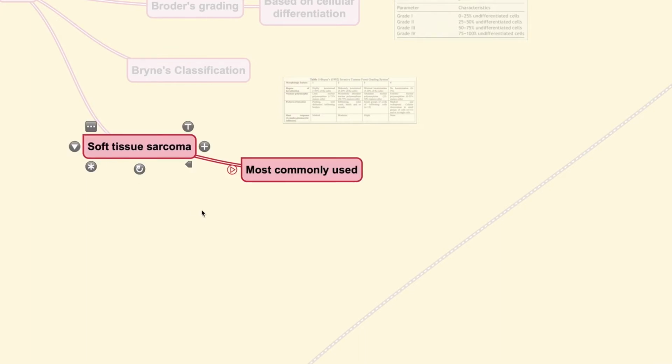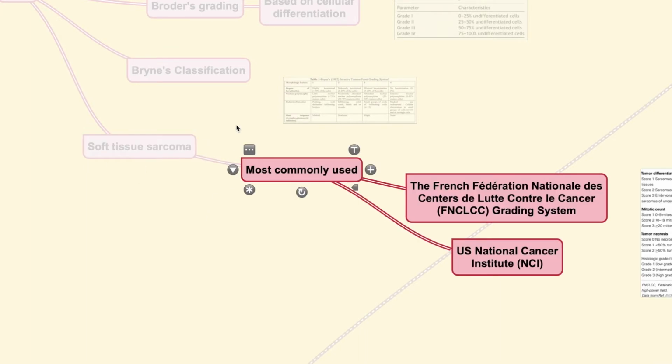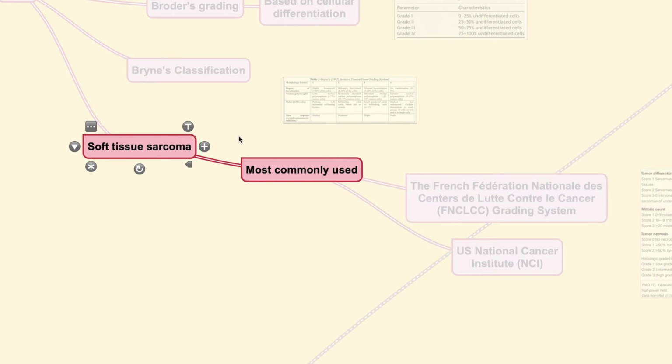The last one is the classification of soft tissue sarcoma. For those of you who haven't read about sarcoma, basically when a tumor comes from an epithelial cell line, we call that a carcinoma. Those that come from mesenchymal cell lines, we call sarcoma.